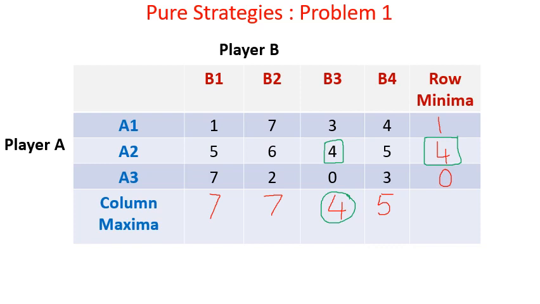So this 4, you just mark a circle here. The circle and the square intersect, so this now becomes the saddle point. I'll write it as SP. SP here refers to the saddle point. So the saddle point exists for this particular problem because the maximin value is equal to the minimax value. This 4 is the maximin value because it's the maximum of the minimum.